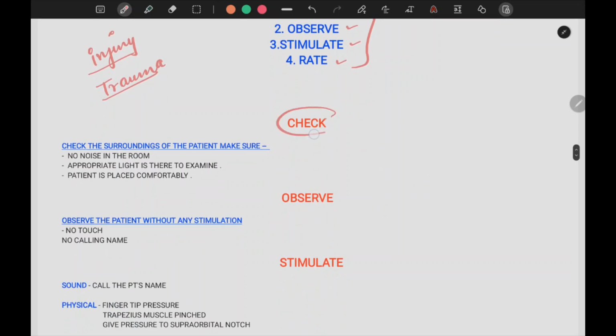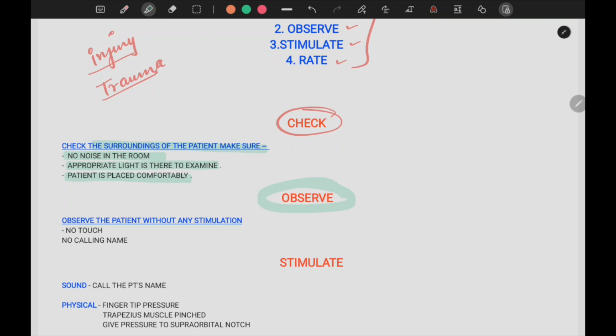For that you use this Glasgow Coma Scale, right? The first thing you have to do in such a condition is check. Now what are you supposed to check? You have to check that there is no noise in the room, appropriate lighting is there so that you can examine the patient properly, and the patient is sitting or lying down in a very comfortable position. So what you have to check is the surrounding area of the patient.